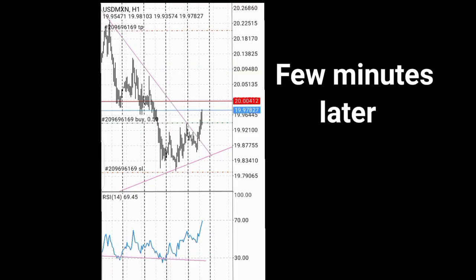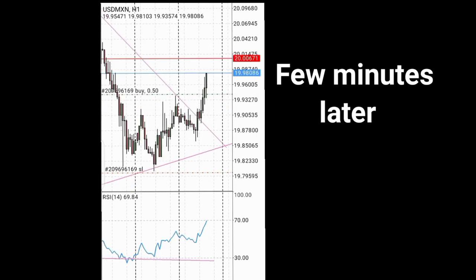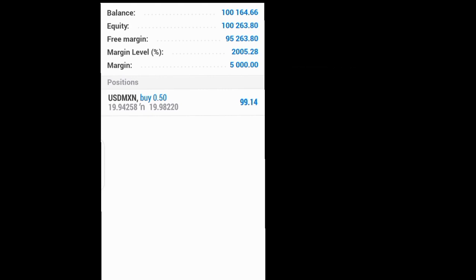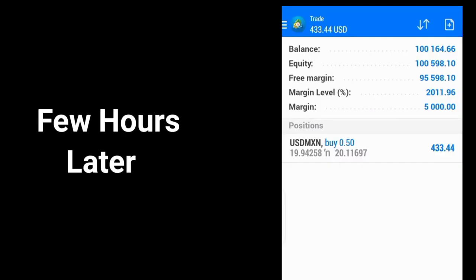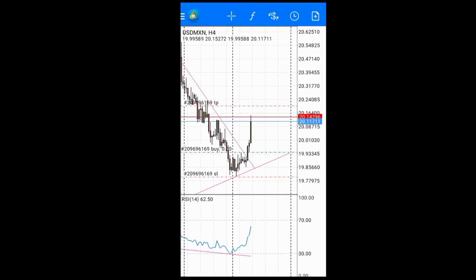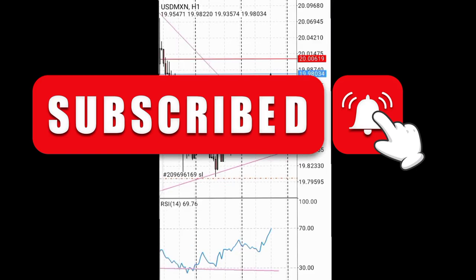A few minutes down the line, the trade is still moving. Here is profit, $99. Here is $433, and it's still going. So you can see that RSI divergence really works.